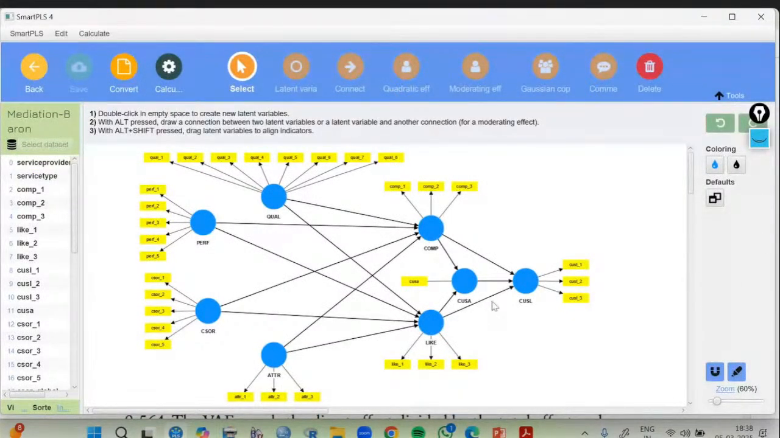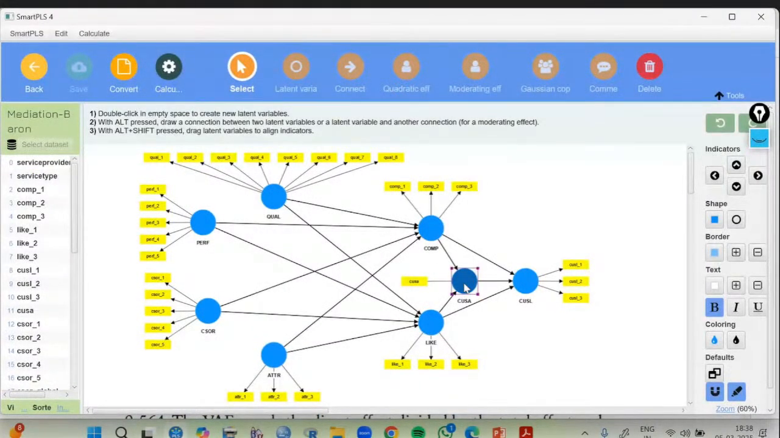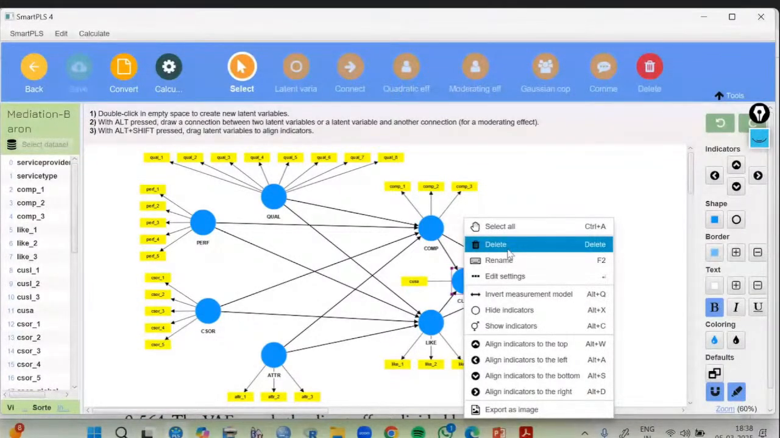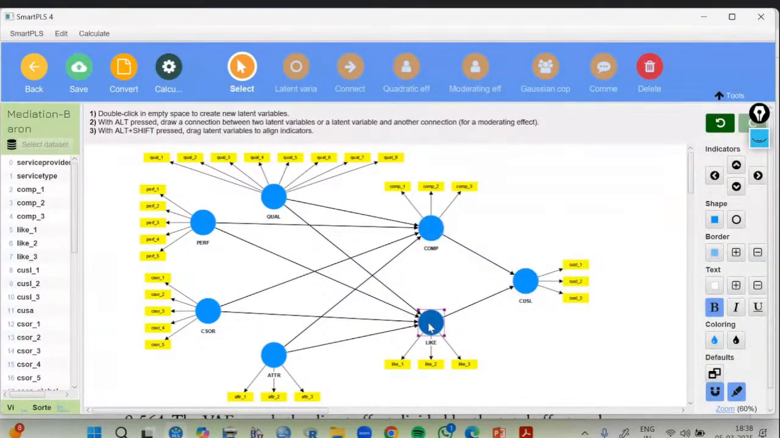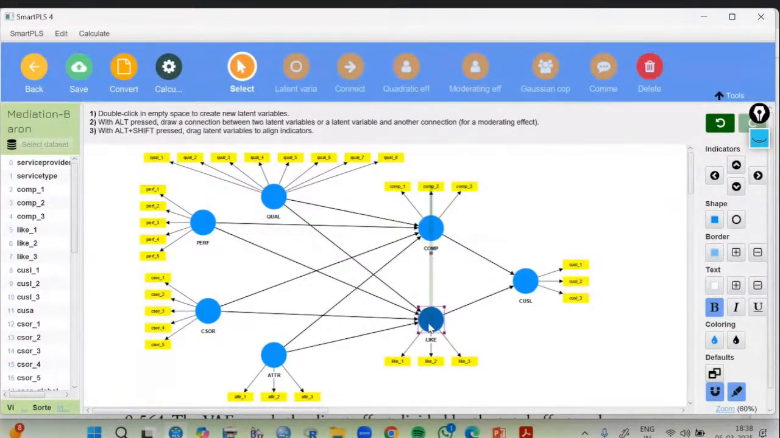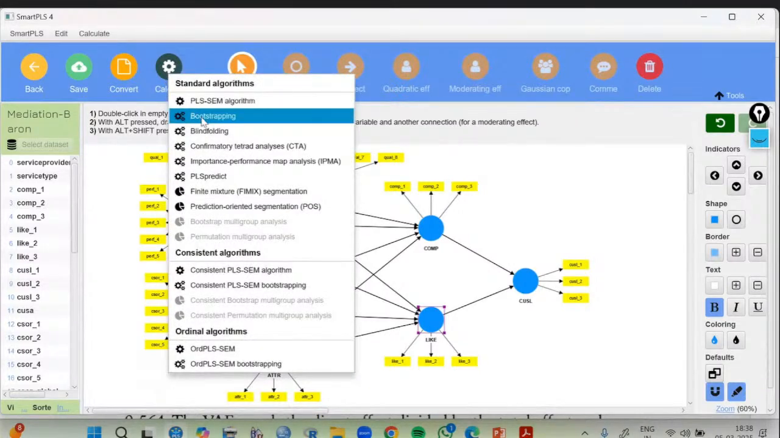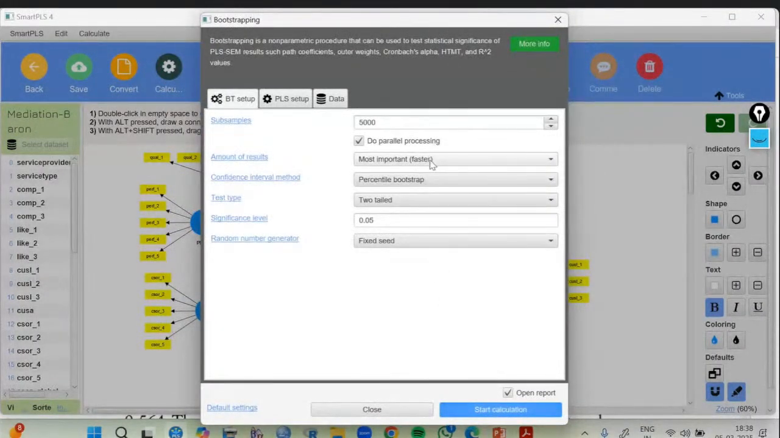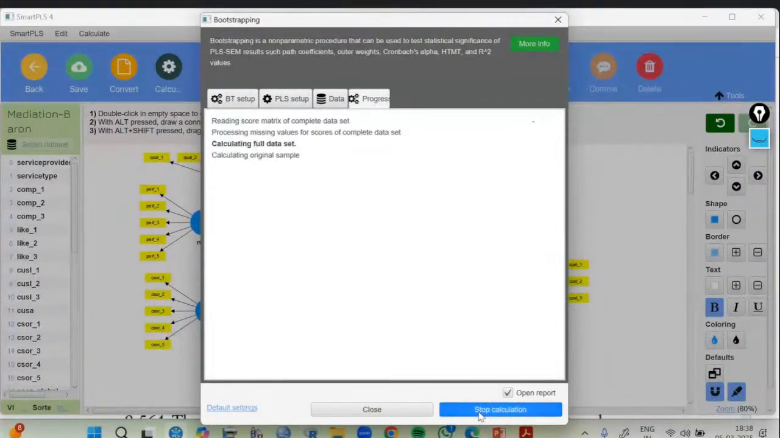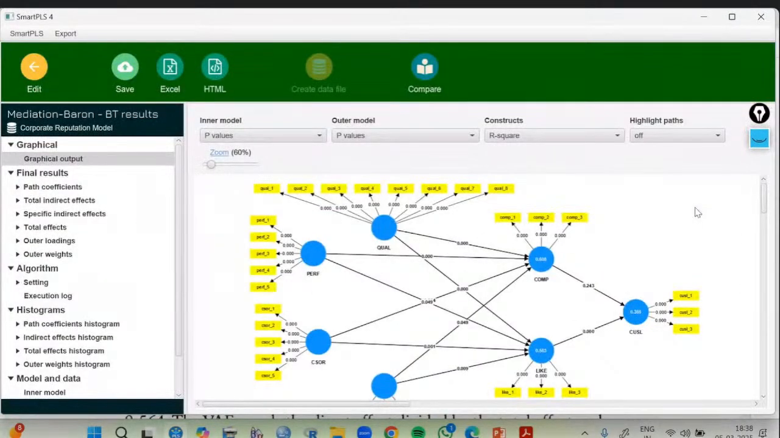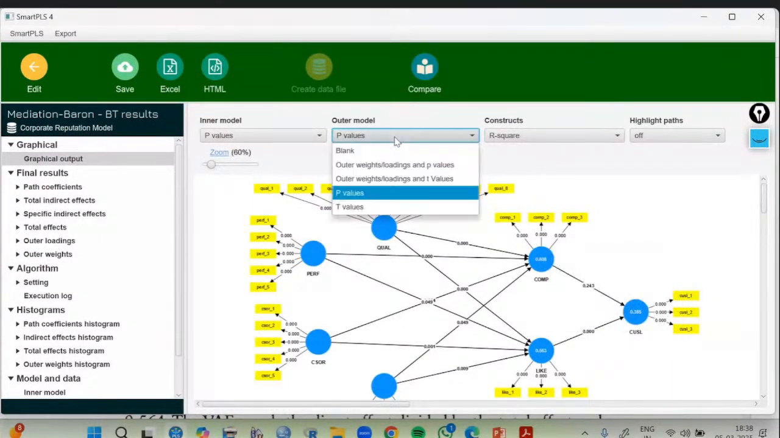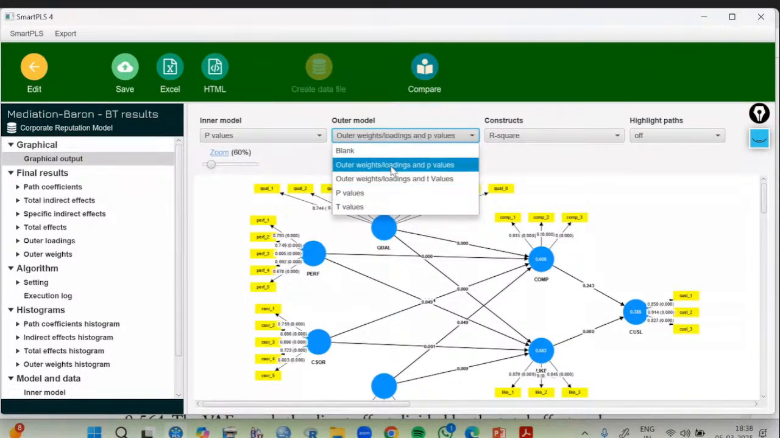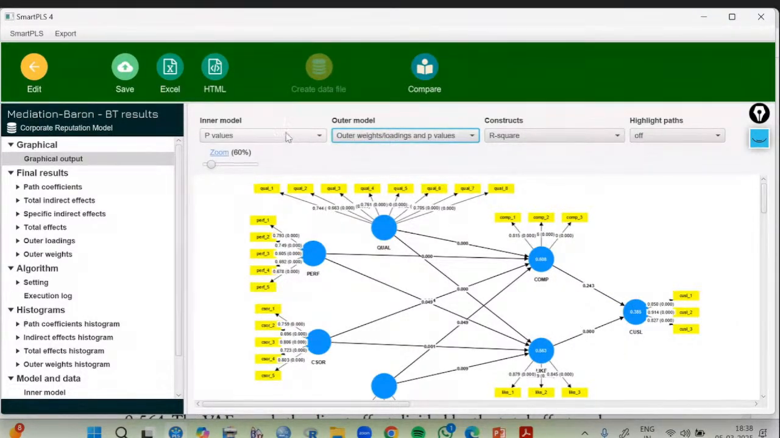First of all, what will I do? In the first step, I am deleting this mediating variable and checking whether the direct relationship between the two is significant or not. So directly I'm performing the bootstrapping. Bootstrapping, start calculation. Now the outer model, the outer loadings and p values, and the inner model, path coefficient and p value.